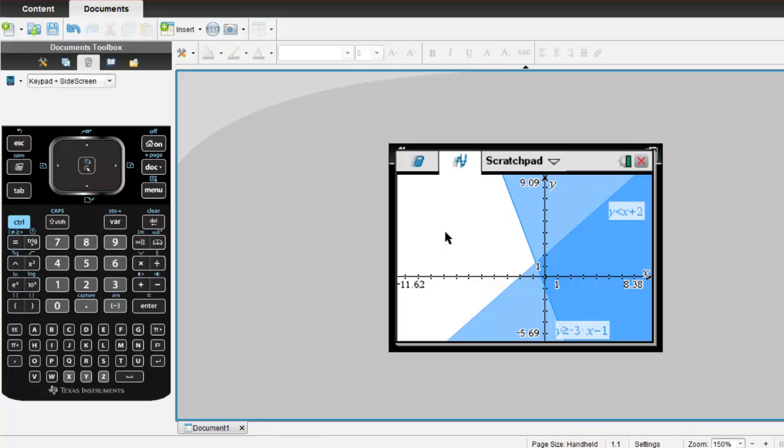So that is a good introduction to graphing systems of inequalities. Basically, you're going to be using the same skills that you use for systems of equations and graphing inequalities at the same time.